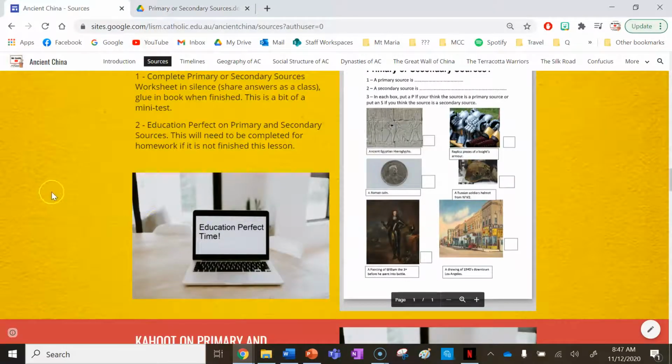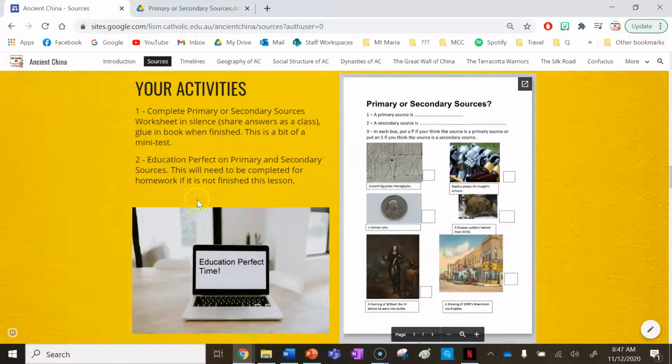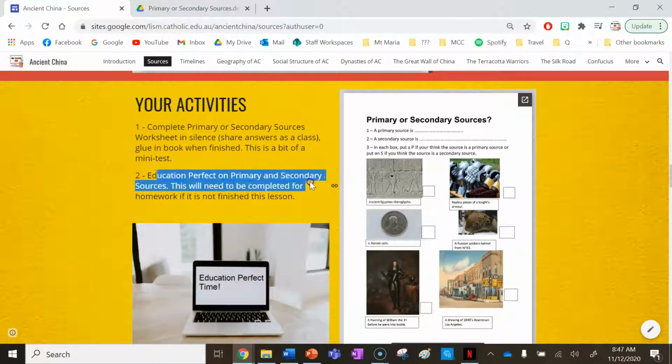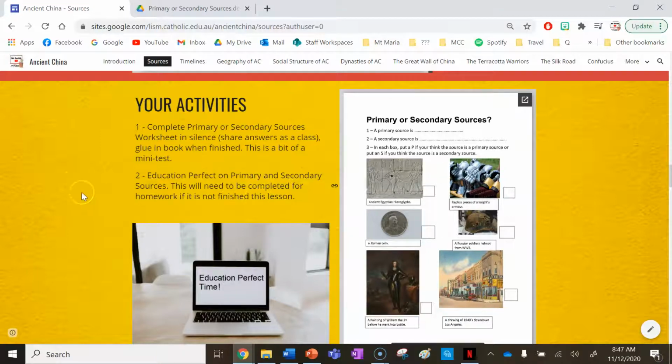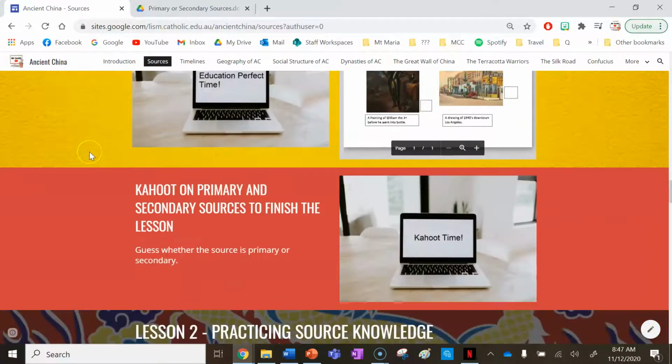So your next activity is your Education Perfect, and it's a task called Primary and Secondary Sources. And this will be needed completed for homework if it's not finished this lesson. And then lastly, if you click on this picture here, you can play a Kahoot with your class and practice your knowledge on source work.